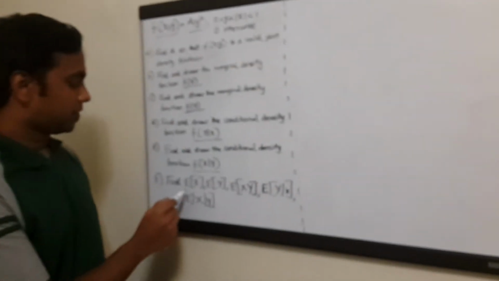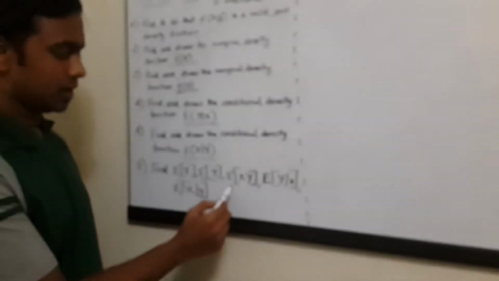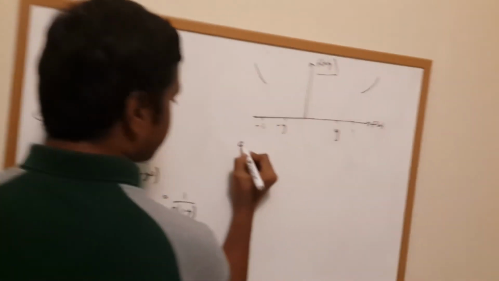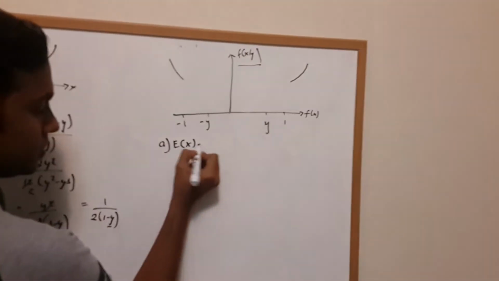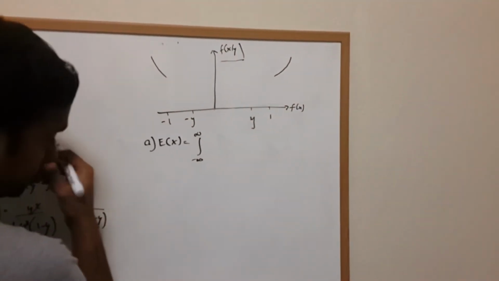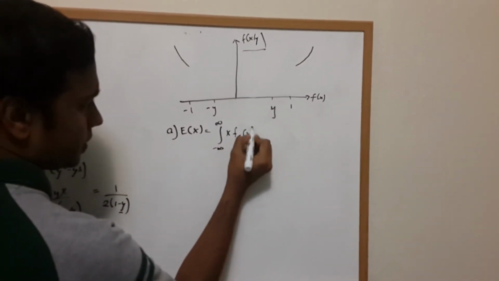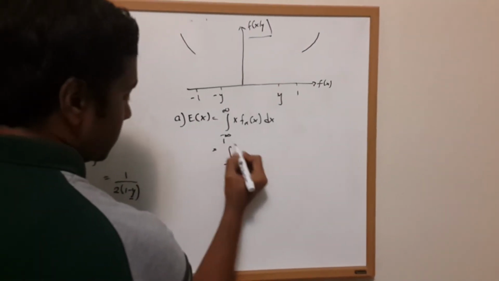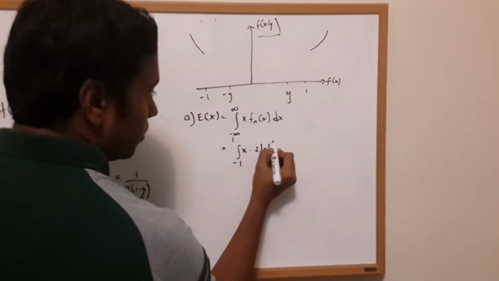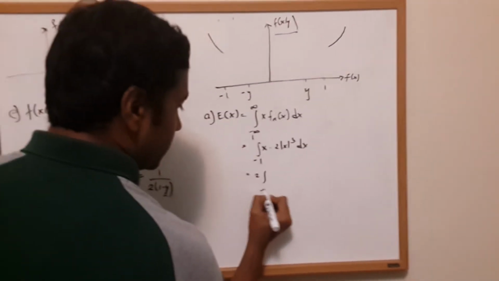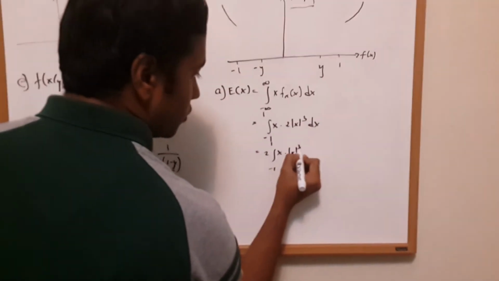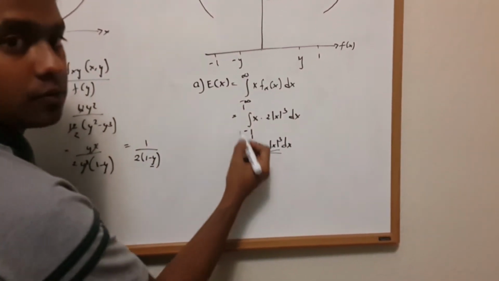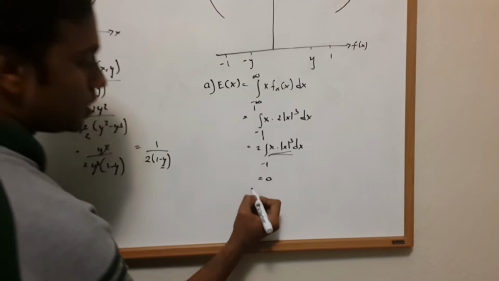And now for the last subdivision, we have to find the mean values, that is e of x, e of y, and e of xy, e of y given x and e of x given y. So now e of x is equal to integral from minus infinity to infinity of x fx of x dx. So the value of x ranges from minus 1 to 1, x times 2 mod x the whole cube dx. So 2 times integral from minus 1 to 1 of x into mod x the whole cube dx. This given function is an odd function, so integrating it between minus 1 and 1 will obviously give the answer 0. So e of x is equal to 0.